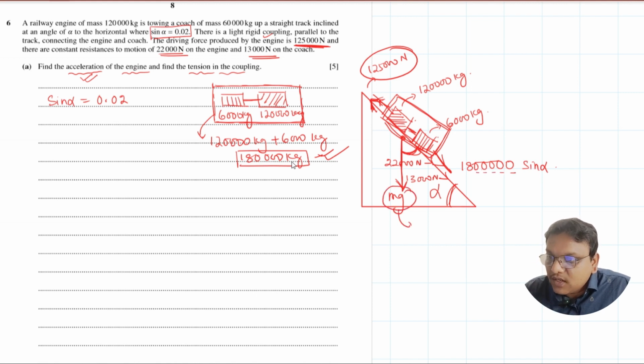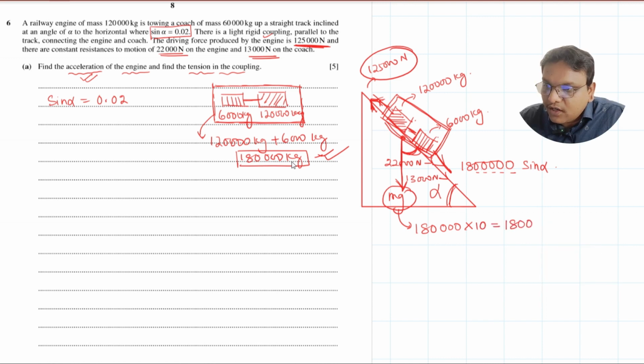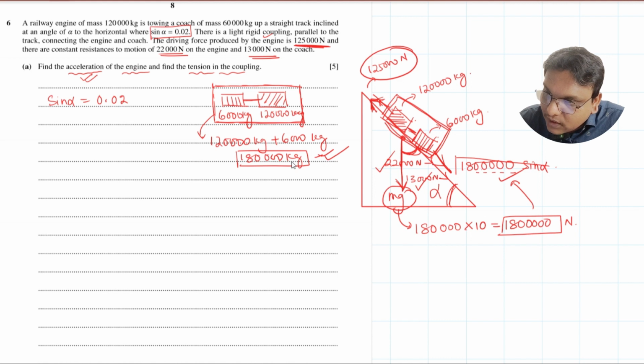Why? Because mg is equal to the mass of the system, which is 180,000, and the acceleration due to gravity is 10. So I got 18 followed by 5 zeros. That is the force, mg. So the component will be this one, times sine alpha. Do you understand? So the backward forces we have are 22,000, 13,000, and 180,000 times 10 sine alpha. Now I can solve in this way.